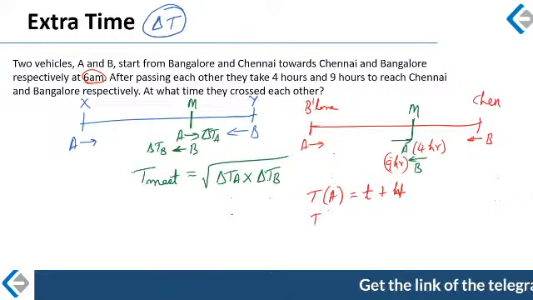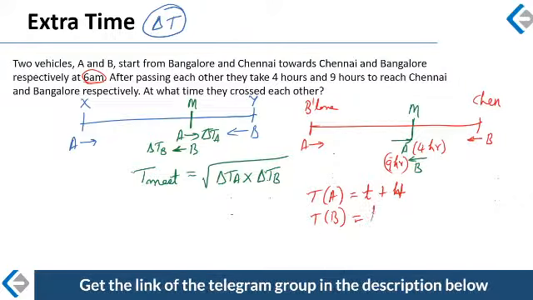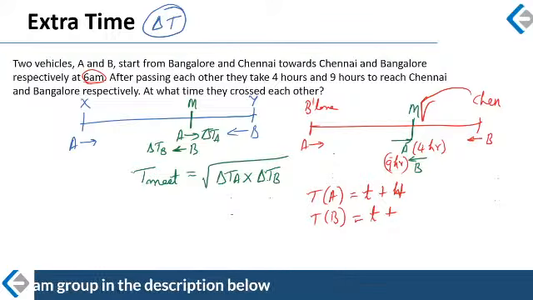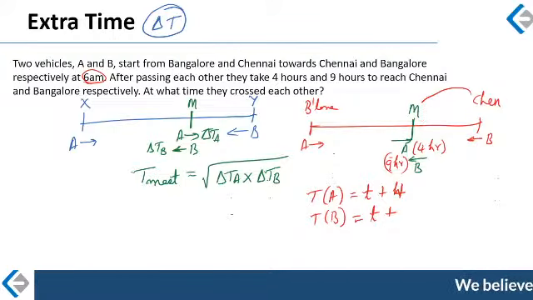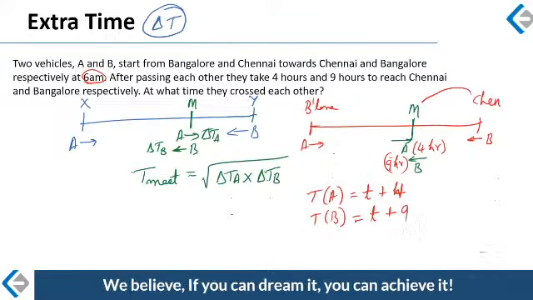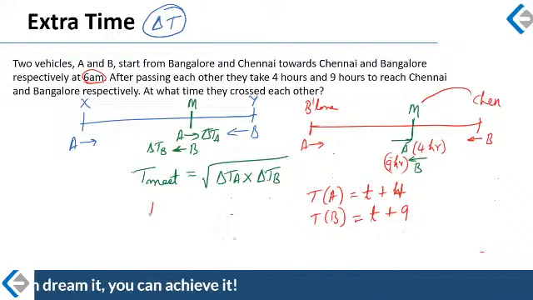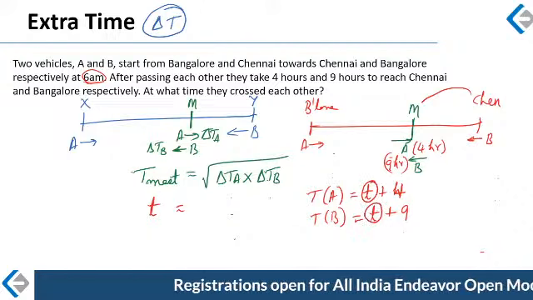What is the total time taken by B? Total time taken by B is T plus 9. T is the time taken by vehicle B to reach from Chennai to M. But from M to Bangalore, it takes another 9 hours. That's the total time. Because both have left at the same time, the time of meeting is T. This T, guys, is what I'm trying to find.